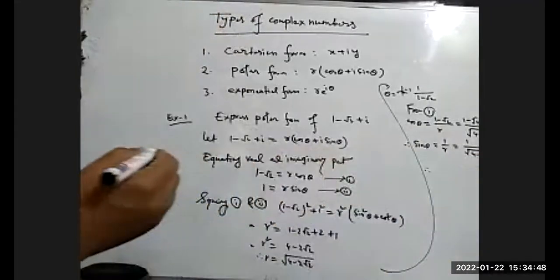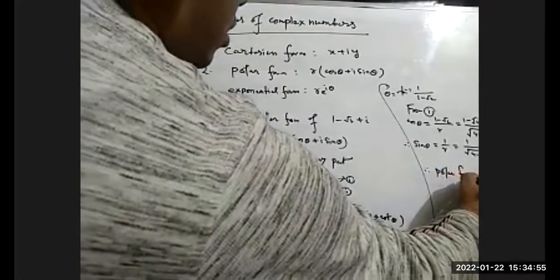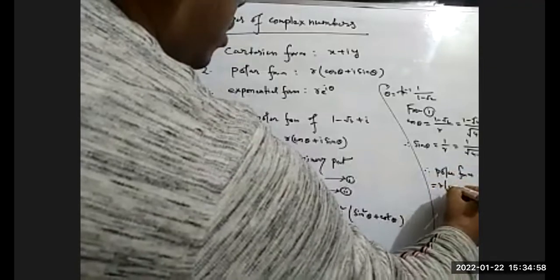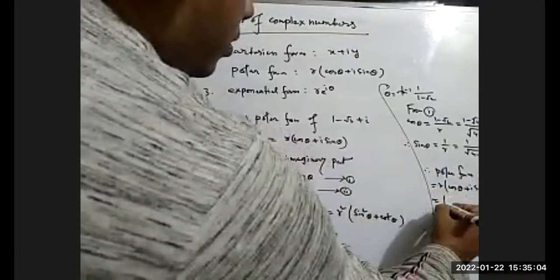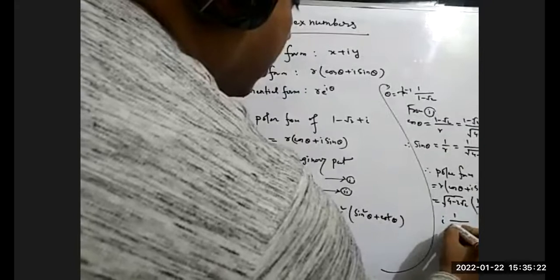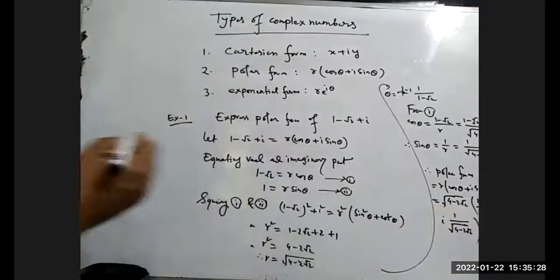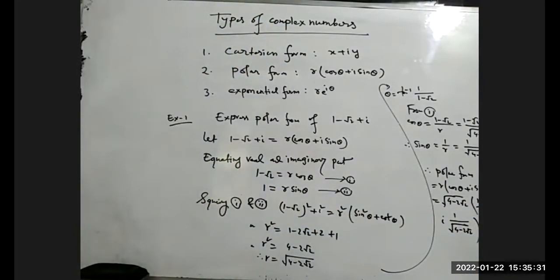Therefore, the polar form will be, just putting these values, r cos theta plus i sin theta, where r equals root over 4 minus 2 root 2, and cos theta and sin theta are the values found above. This is the polar form of the given complex number.